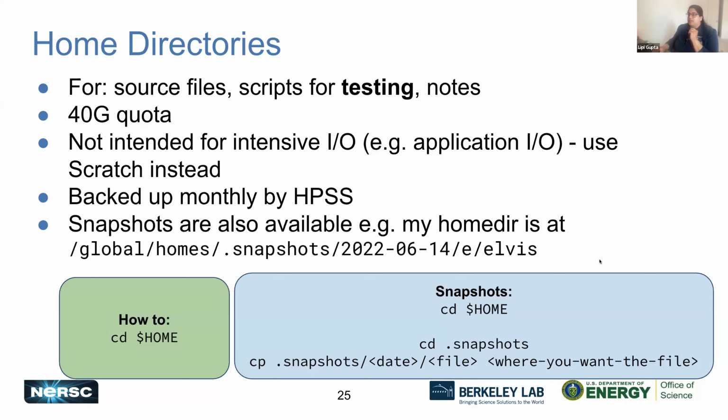Okay, I mentioned home. One really, really important thing to note: the home directory quota is 40 gigabytes. In chat, who can tell me quickly what is the amount of space you get in Scratch? Who's still awake? Okay, 20 terabytes. Exactly.